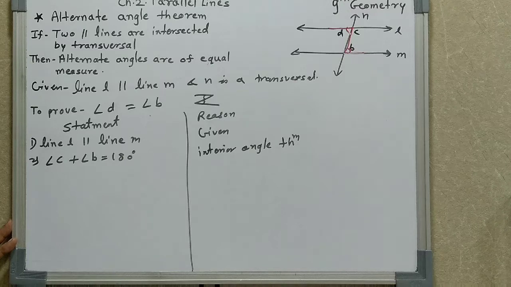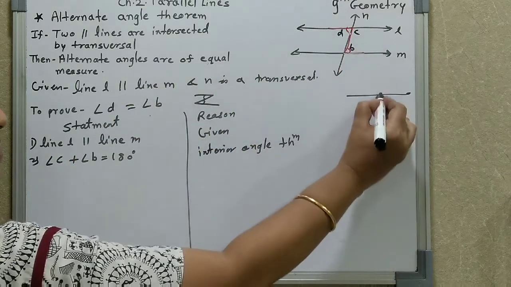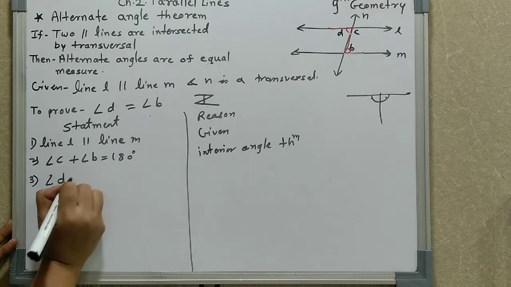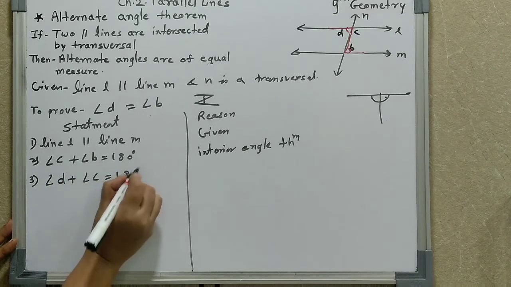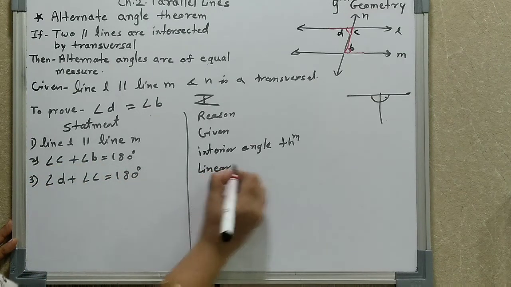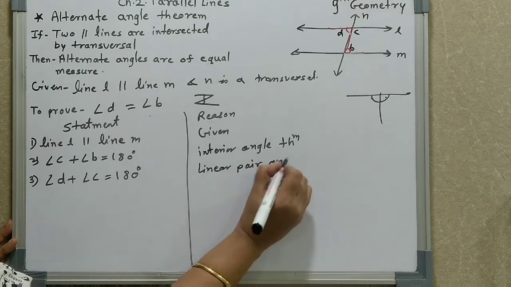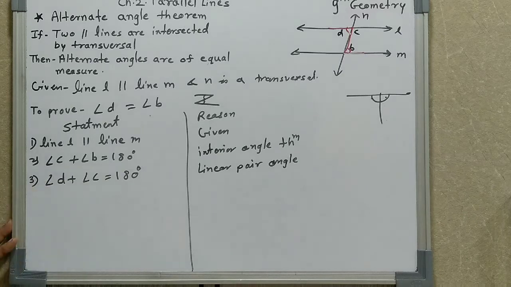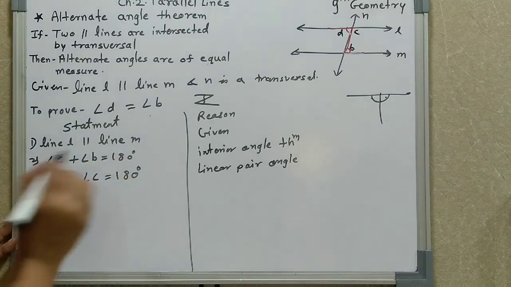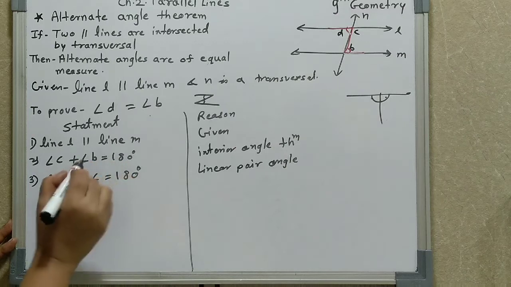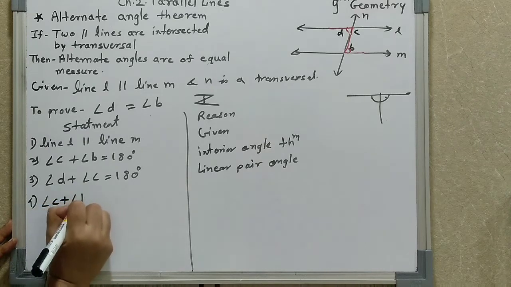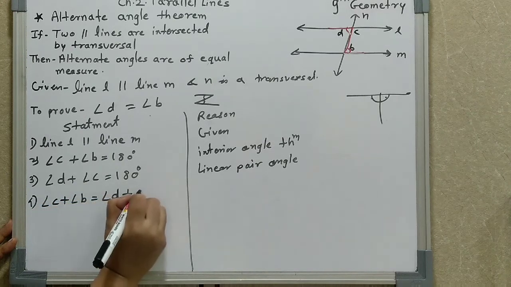Now our third statement: D and C are a linear pair. The addition of these two is 180. So our third statement is angle D plus angle C is equal to 180 degrees, and the reason is linear pair angle. This is our second statement and this is our third statement. See in these two statements, the RHS part is 180 in both, so the LHS parts are also equal. So we write our fourth statement: angle C plus angle B is equal to angle D plus angle C.